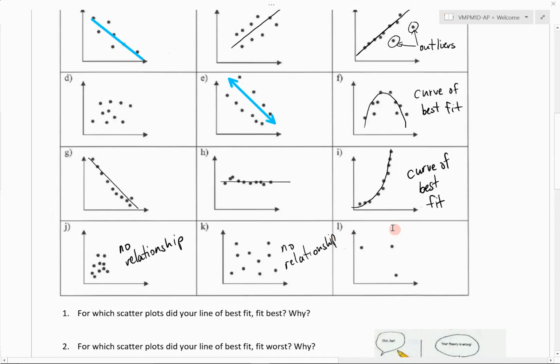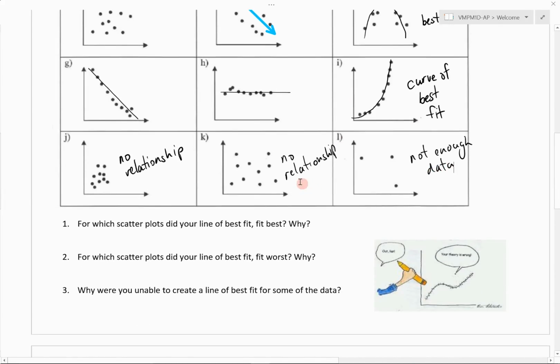And here, not enough data. So not enough data to determine a relationship. Okay. So which scatter plots did your line of best fit best?